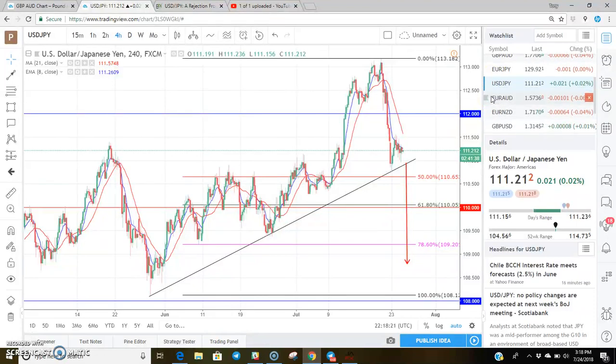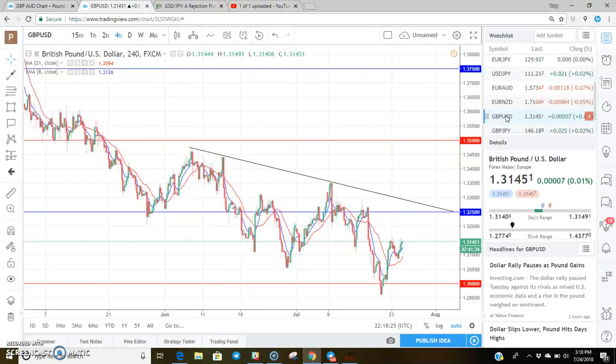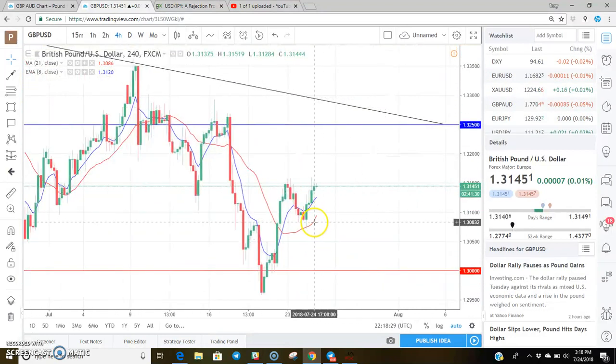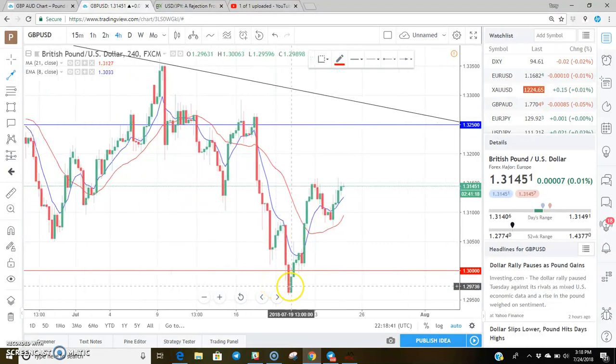Next pair we're going to look at is going to be GBP USD. I've got a small buy-in from this morning, and I took that pair sitting right there because overall I'm expecting this move to be duplicated and to come up to 132,500. Basically the same scenario as USD JPY.